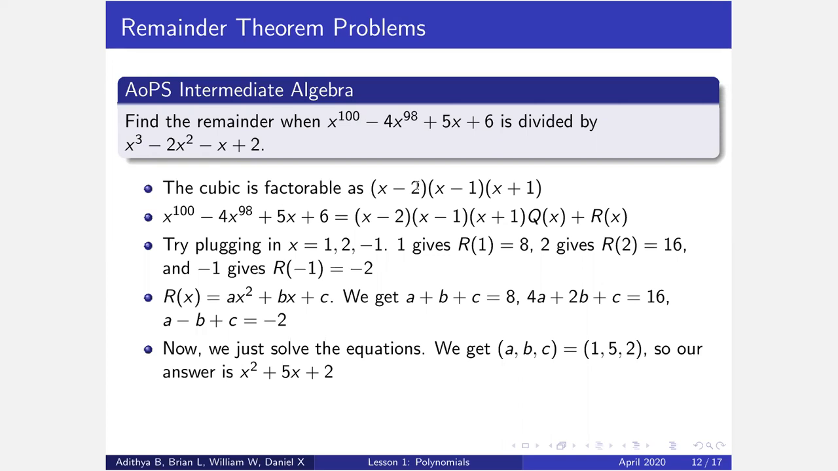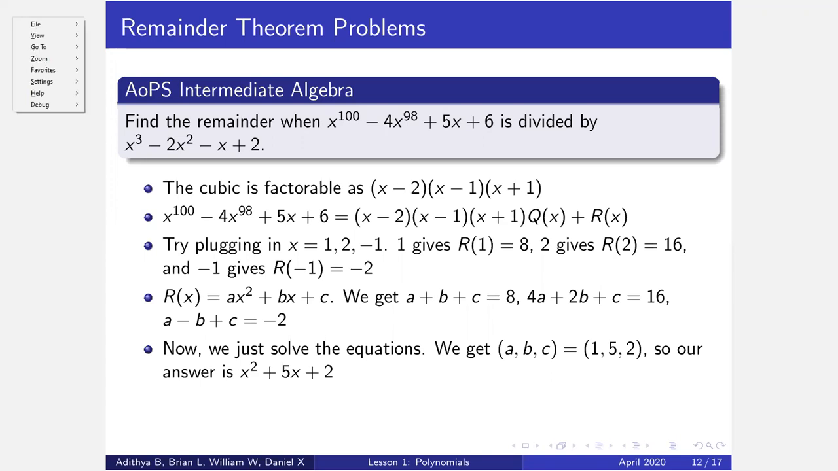Someone asked, how do you get r of x? We knew it had to be quadratic, or the degree was at most 2, because we're dividing by a cubic function. So we're going to have a degree that's 1 less in our remainder. And so we just set it to ax squared plus bx plus c, and we plugged in the values to get those equations.